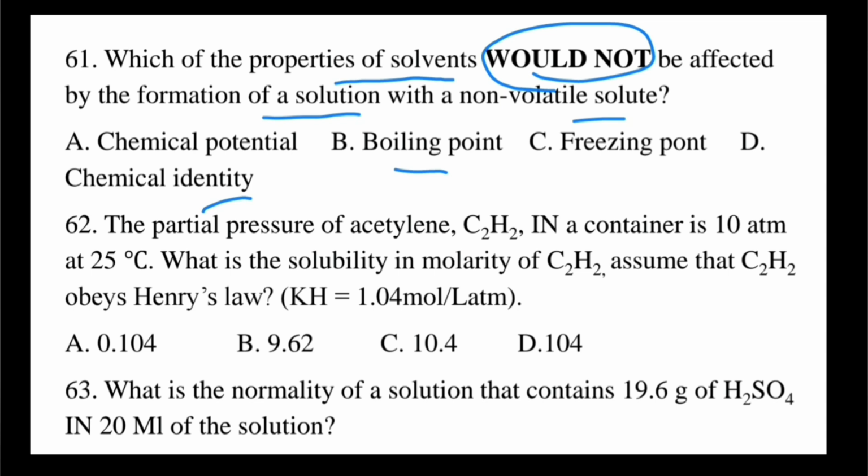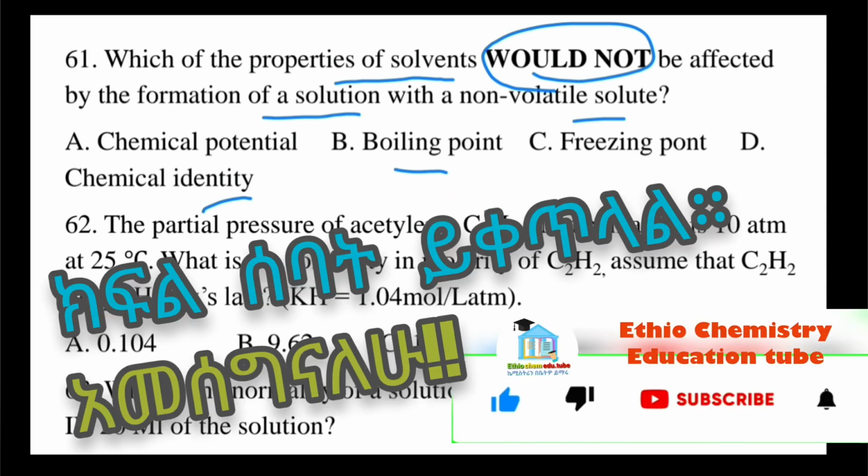Formation of solution with non-volatile solute means colligative property. Colligative properties depend on the concentration of solute particles. They do not depend on their chemical identity, the chemical nature, or the kind of solute particle. Colligative property is based on the concentration of non volatile solute, not on its nature or chemical identity.